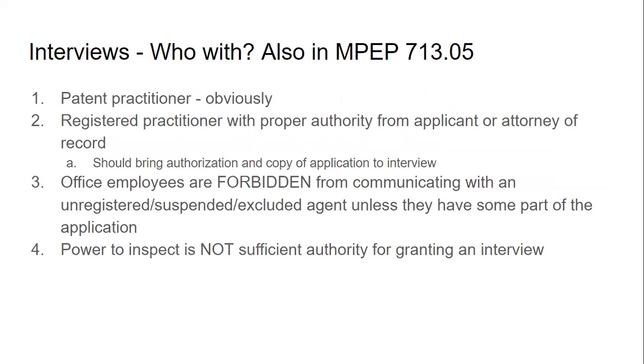So for the interviews, this is just briefly gone over in MPEP 400, and it's also gone over in much more depth in 713.05.